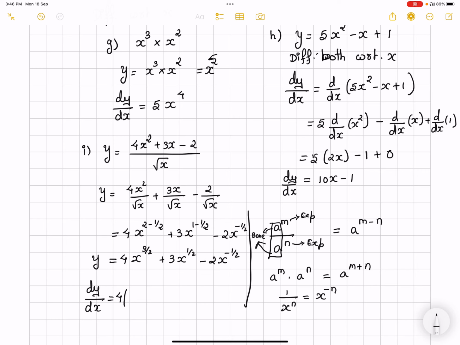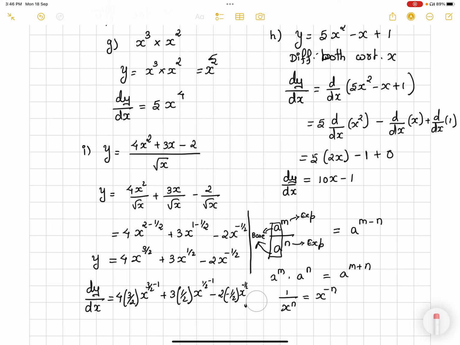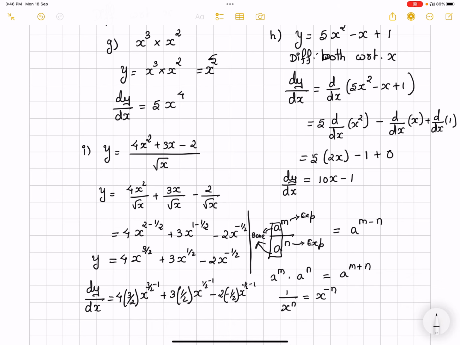4 into 3 by 2 into x to the power 3 by 2 minus 1, plus 3 into 1 by 2 into x to the power 1 by 2 minus 1, minus 2 into minus 1 by 2. Whatever your n is, it will come as it is. x to the power minus 1 by 2 minus 1. So minus 1 by 2 minus 1. So done with my differentiation.